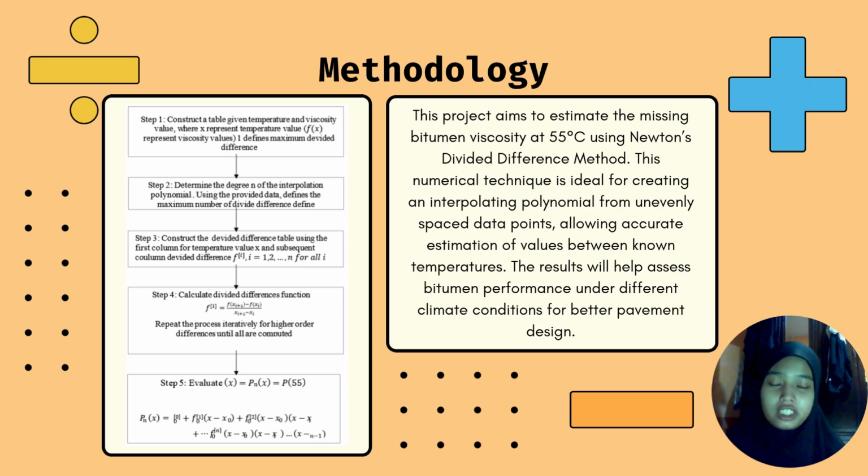Okay, this is our methodology. In this project, we aim to estimate the missing bitumen viscosity at 55 degrees Celsius using the Newton divided difference method. This numerical technique is ideal for creating an interpolating polynomial from unevenly spaced data points, allowing accurate estimation of values between known temperatures. The result will help assess bitumen performance under different climate conditions for better pavement design. So this is our flowchart.